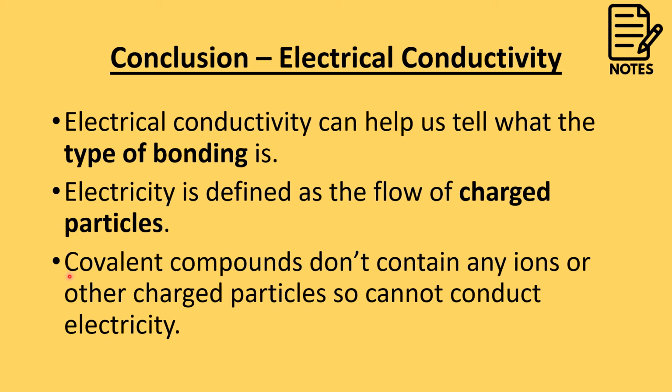So let's start with our covalents. Covalent compounds don't contain any ions because they're not ionic, they're covalent. And they also don't contain any other charged particles because they're made up of atoms. And if we go back to earlier in the course, we learned that atoms overall have no charge. So because there's no ions or no charged particles, they cannot conduct electricity because there's nothing charged that can move.